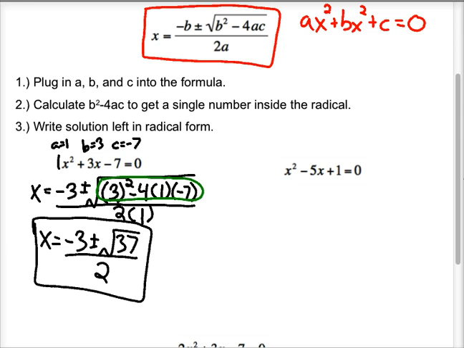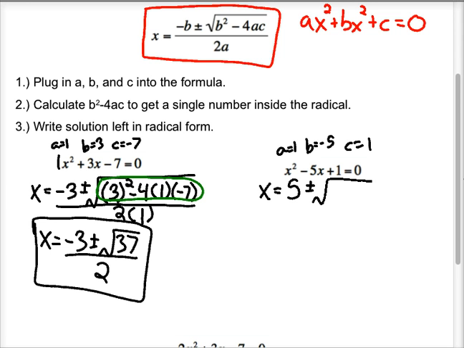So let's continue with another example. Here, my a is 1 again, b is negative 5, c is 1. I'm just going to label that out just so I have it. And now I'm going to start plugging things in. Negative b. Well, if b is already negative 5, what's the negative of negative 5? That would be positive 5. So make sure that you're doing that properly. If b is already negative, negative b would be positive then.